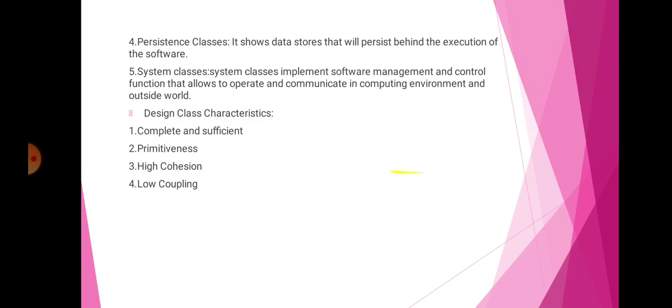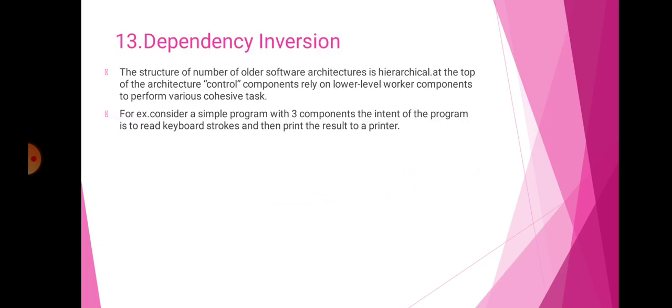Then next concept is dependency inversion. The structure of a number of older software architectures is hierarchical. At the top level of the architecture, control components rely on lower level worker components to perform various cohesive tasks. For example, consider a simple program with three components. The intent of the program is to read keyboard strokes and then print the result to the printer. A control module C coordinates two other modules, that means a keystroke reader module and a module which writes to the printer. Then this is the dependency inversion.